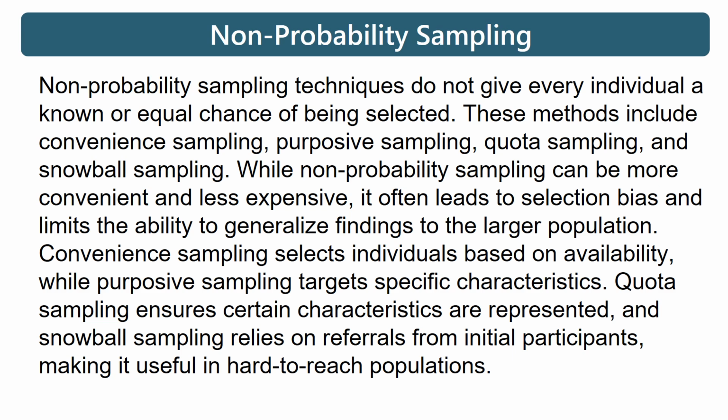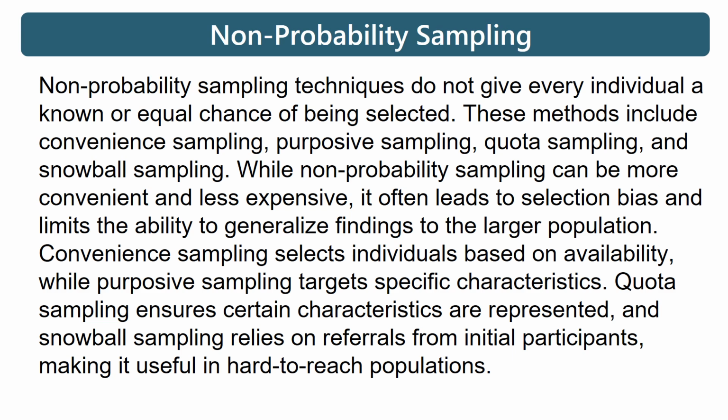Non-probability sampling techniques do not give every individual a known or equal chance of being selected. These methods include convenience sampling, purposive sampling, quota sampling, and snowball sampling. While non-probability sampling can be more convenient and less expensive, it often leads to selection bias and limits the ability to generalize findings to the larger population.